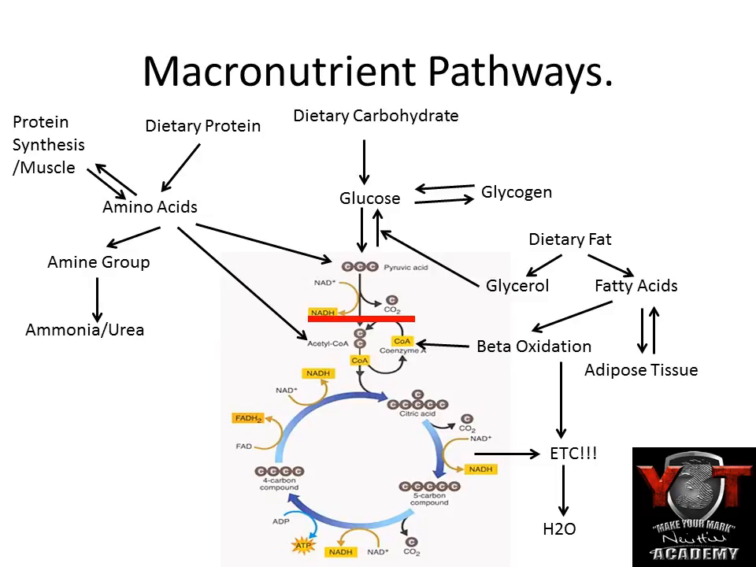So let's start with dietary carbohydrate, which is at the top in the middle there. Dietary carbohydrate is going to fundamentally be broken down into glucose or sugar, different sugars or chains that can be absorbed. Once it's in our bloodstream, it's got a few different fates. If we need it for energy, it can be converted into pyruvic acid or pyruvate.